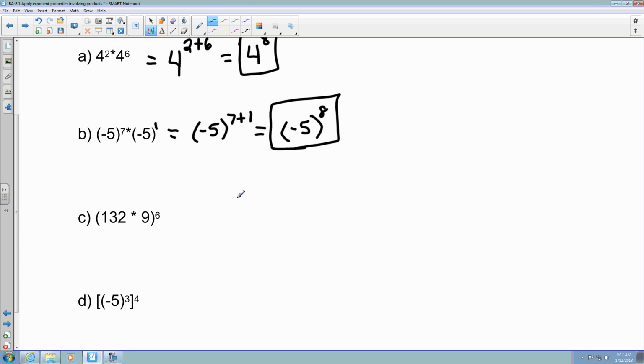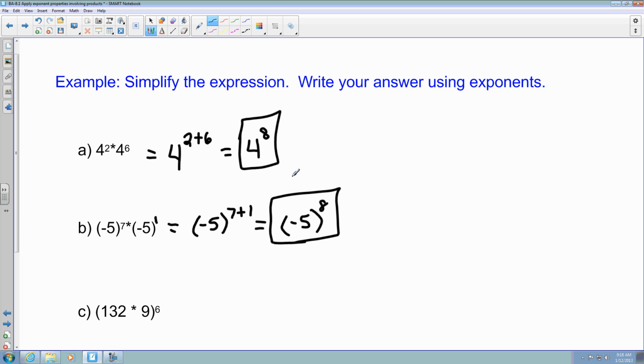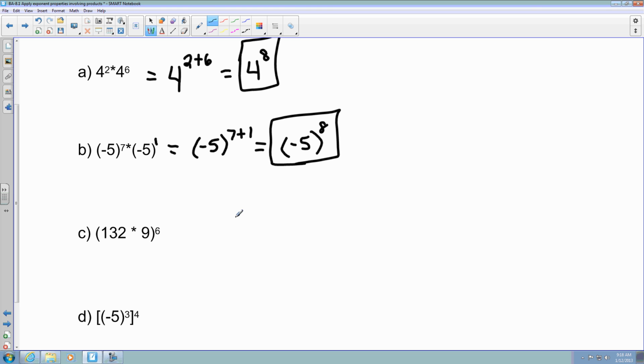Here, we have 132 times 9 to the 6th power. Now, you can write this in two ways. Either way is fine. By leaving the answer in exponent form, you could multiply 132 times 9, which gives you 1,188 to the 6th power. Then you just write it as 1,188 to the 6th power.